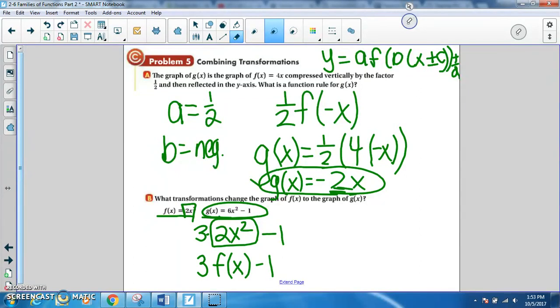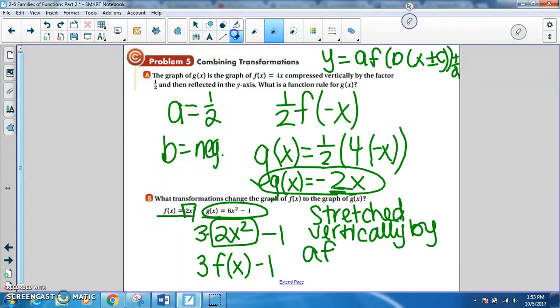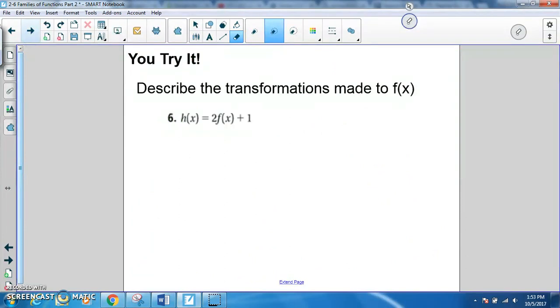So what were the transformations that we did here? We stretched vertically by a factor of 3, and we move down 1. For the try it, please describe the transformations made to f of x here in number 6.